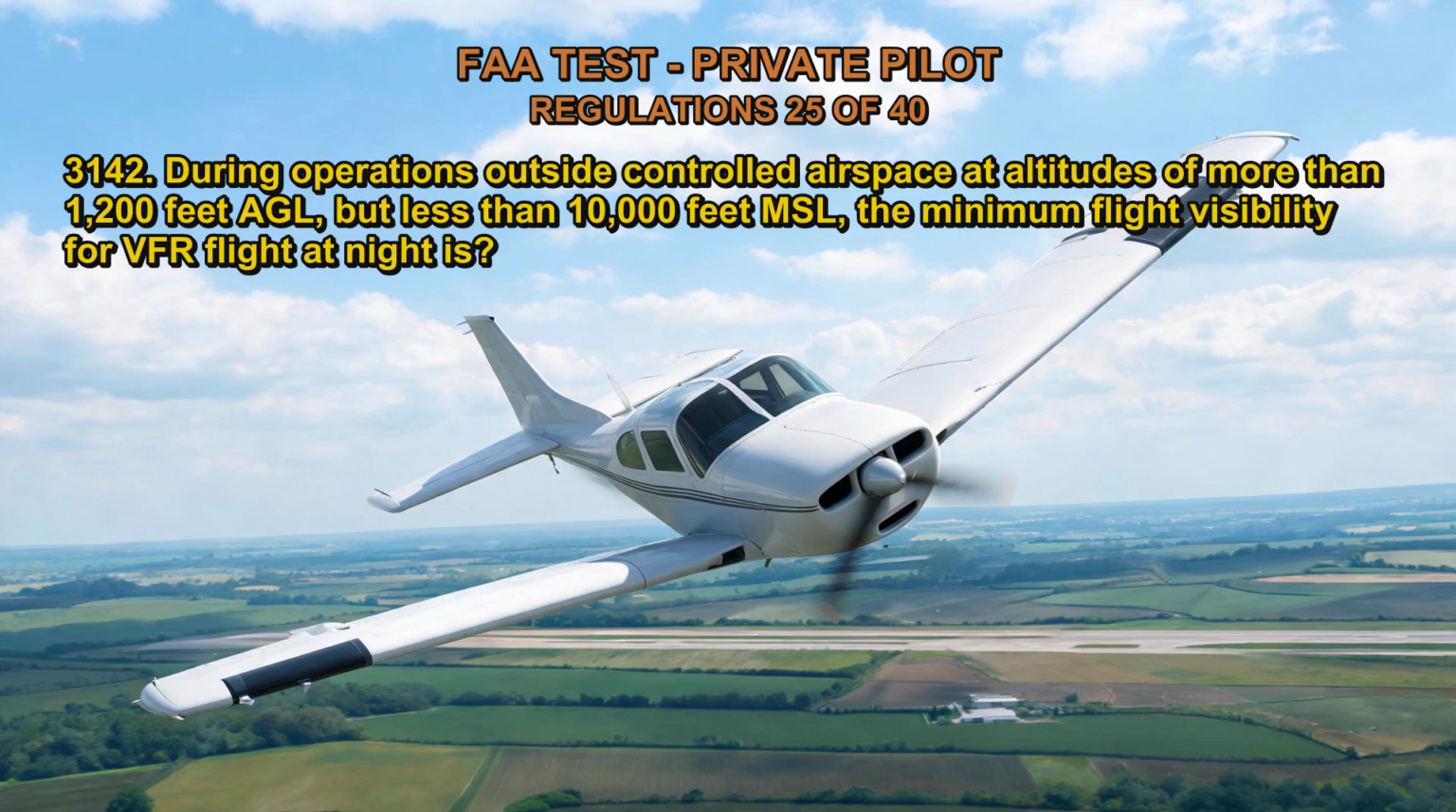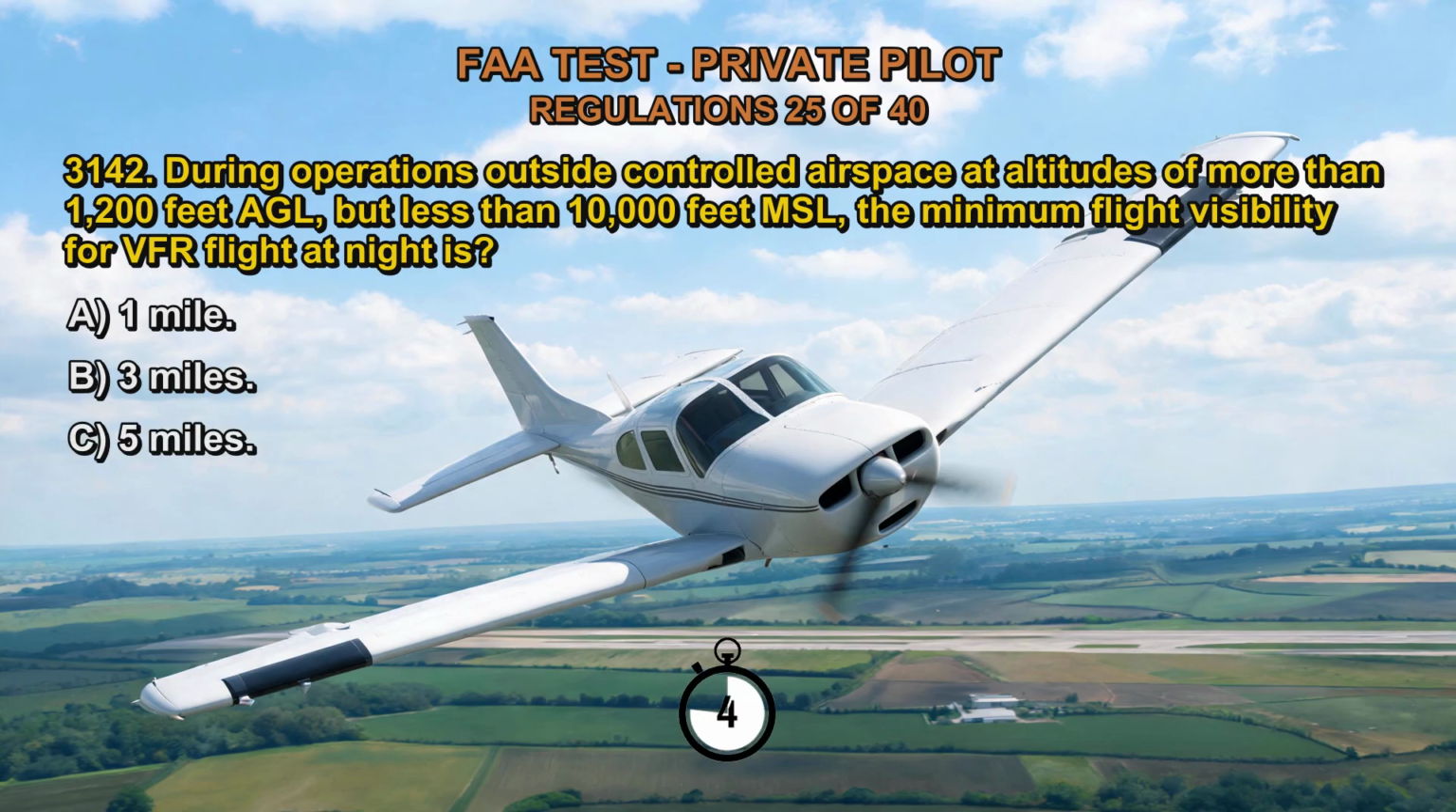3142. During operations outside controlled airspace at altitudes of more than 1,200 feet AGL, but less than 10,000 feet MSL, the minimum flight visibility for VFR flight at night is A. 1 mile, B. 3 miles, C. 5 miles. The correct answer is B.